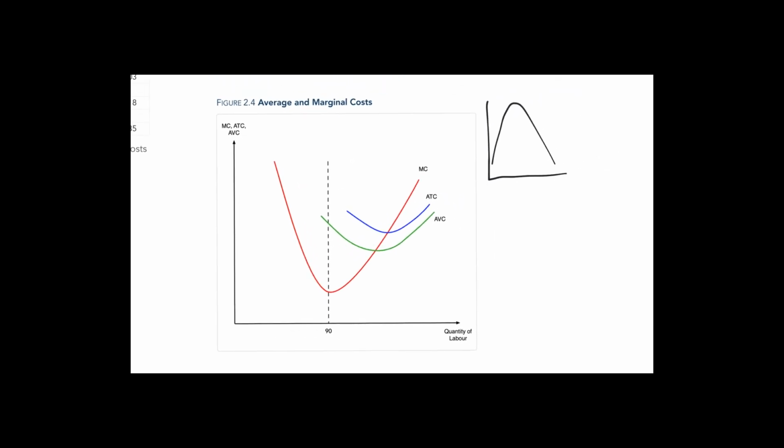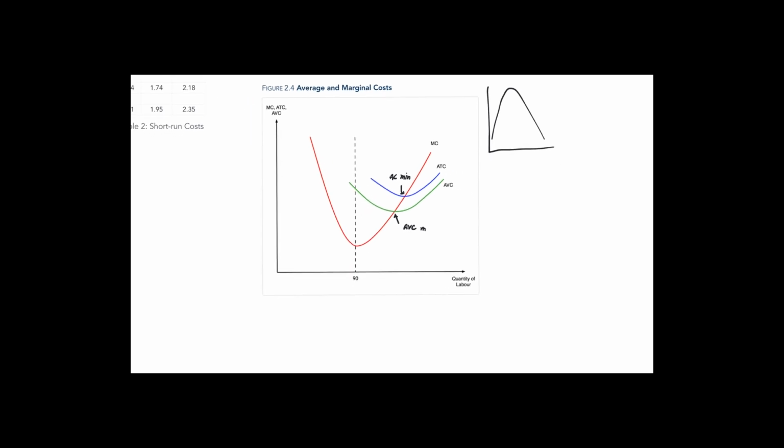Anyhow, on its way up, MC is going to cut average variable cost at its minimum point, and then again on its way up, marginal cost is going to cut average cost at its lowest point, and then it's just going to follow through. And in perfect competition, we talk about the supply curve and how it looks. We'll talk about that in another chapter. But this is how it looks.